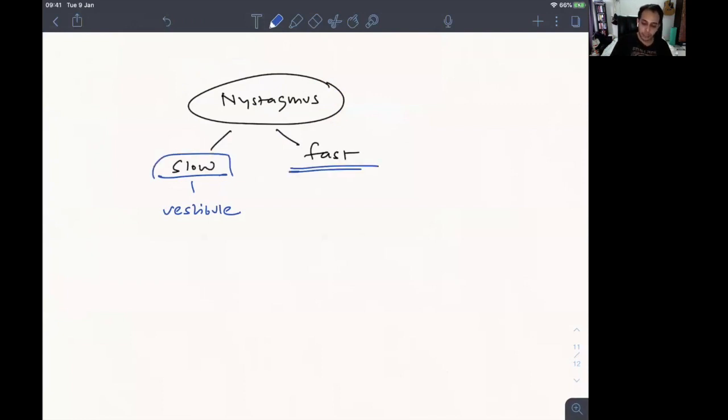And the fast component is because of a frontal correction. So if my eyes are slowly deviating to the right, because my right vestibule is not working, my frontal lobe will quickly correct it back to the left. Okay. So the correction is a fast component, and then there'll be a slow component. So every nystagmus has a fast component and a slow component.